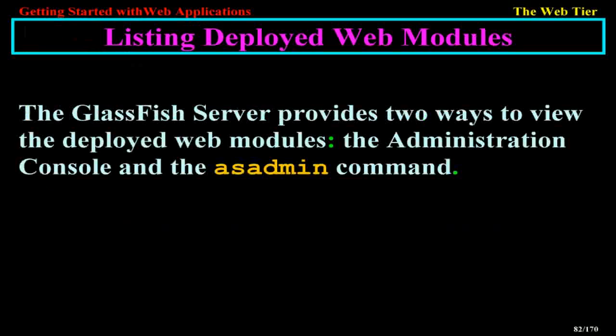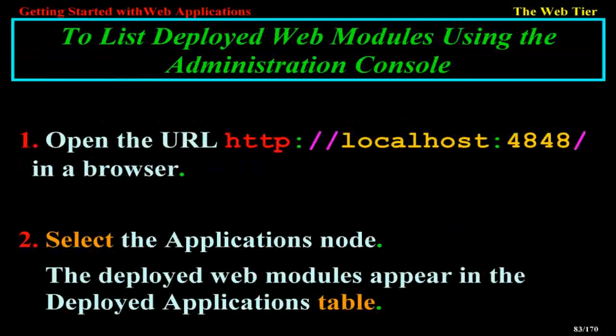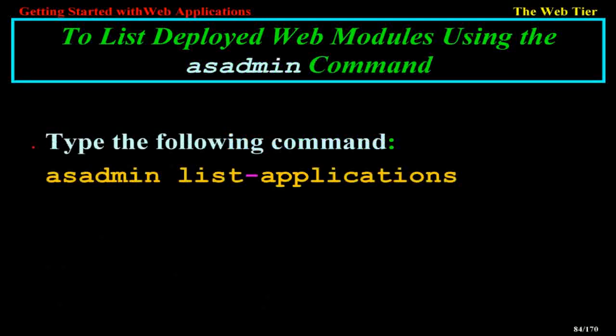Listing deployed web modules. The GlassFish server provides two ways to view the deployed web modules: the administration console and the asadmin command. To list deployed web modules using the administration console, open the URL http://localhost:4848 in a browser. Select the Applications node. The deployed web modules appear in the Deployed Applications table. To list deployed web modules using the asadmin command, type the following command: asadmin list-applications.